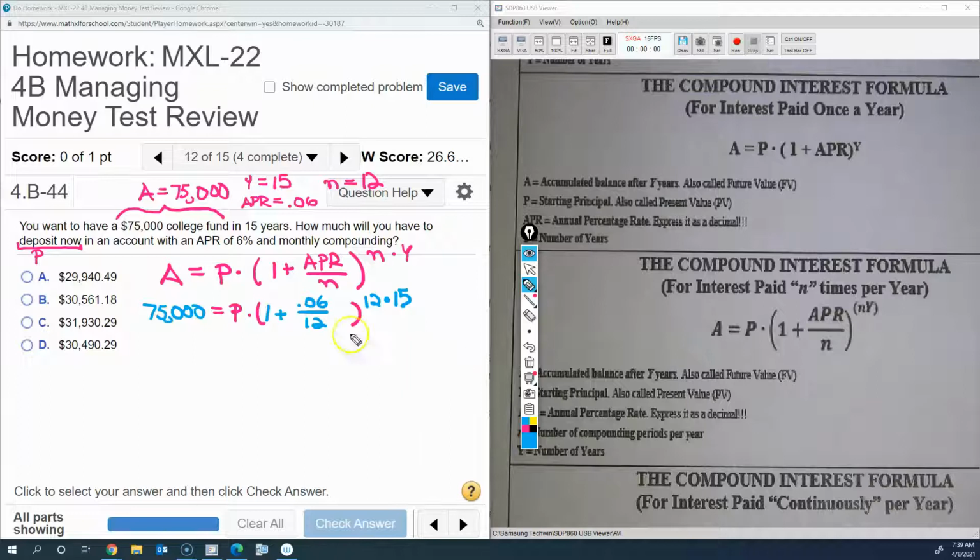And now we got to solve that for P. So first, second, third, and then when you're done, you're going to divide both sides by this value.